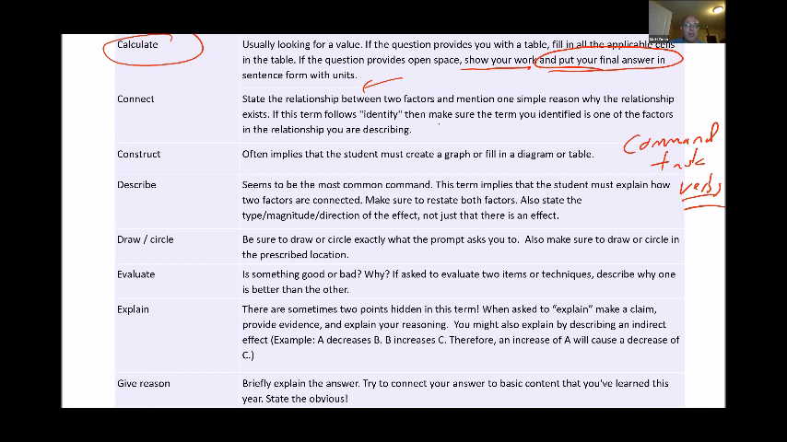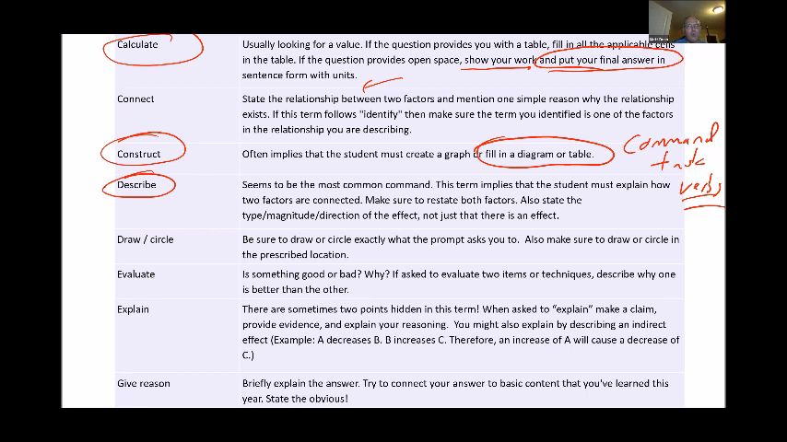The next one I want to mention is if it asks you to construct, that's where they're going to want you to do a graph, maybe a table, and most of the time they want you to fill in the diagram or the table or the graph axis that they provide you on the paper. If they provide it, you need to use it.